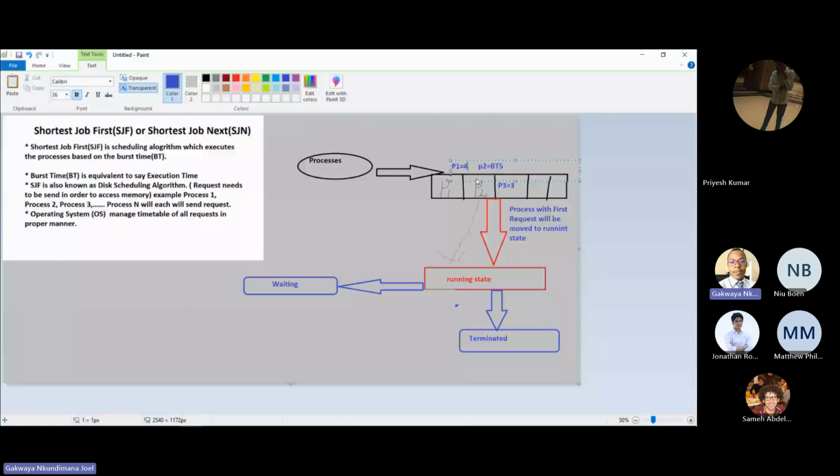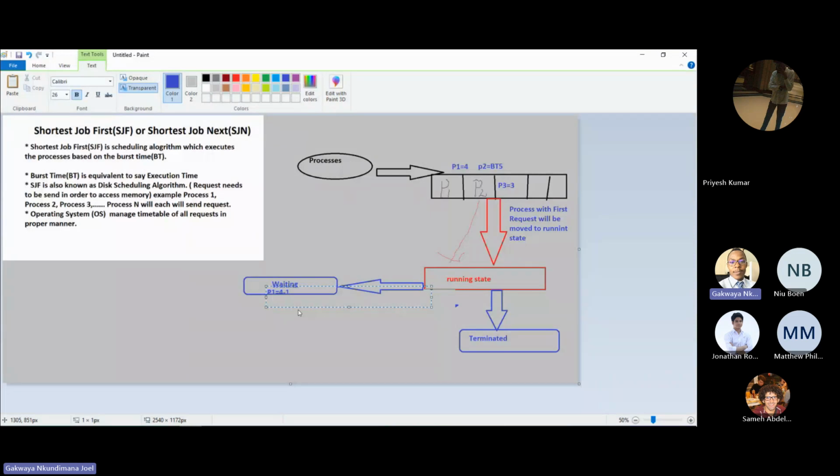Now, when P2 comes, burst time is equal to 5, it continues, right? When P3 comes with burst time equal to 3, P1 is going to be moved from the running state to the waiting state. You understand? Now in the waiting state, what are we going to have here? We're going to have P1, right?